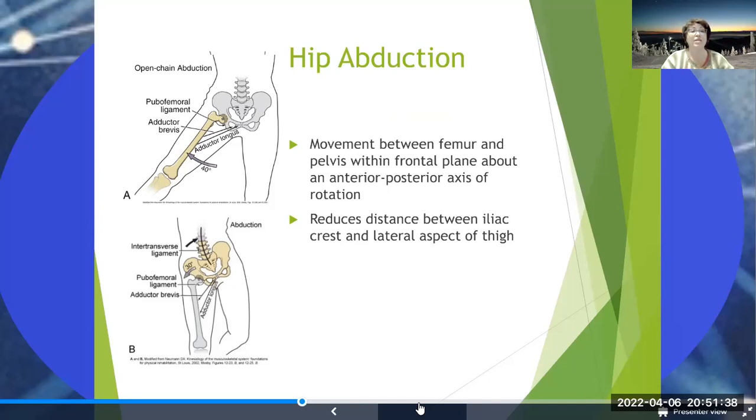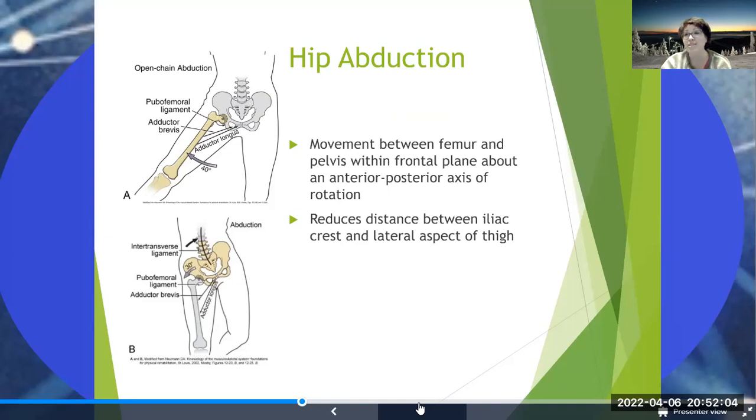So open chain hip abduction, the femur is moving on a relatively fixed pelvis, and the hip adductor muscles are going to be on stretch. The abductor muscles are going to be doing the work. I think that's pretty straightforward. Open chain, femur on pelvis.